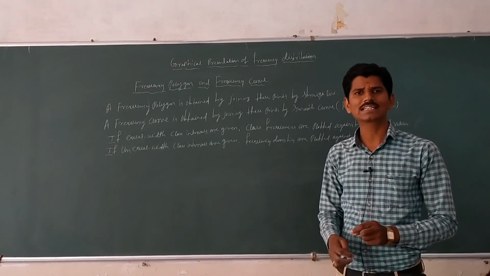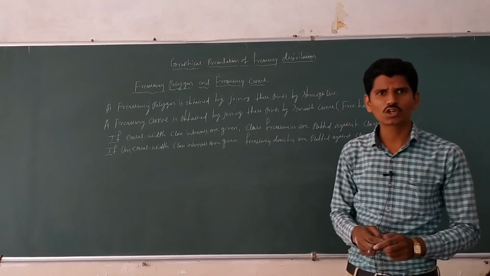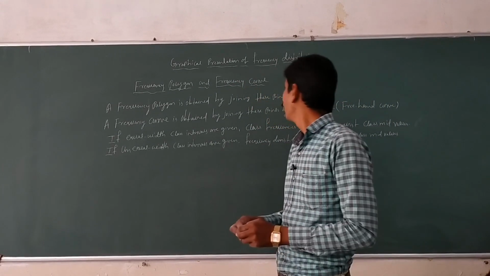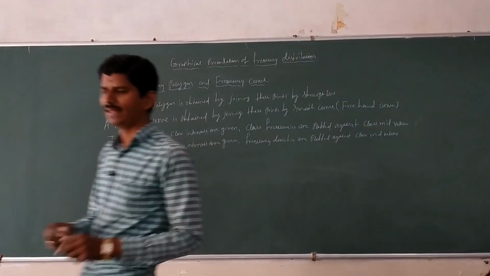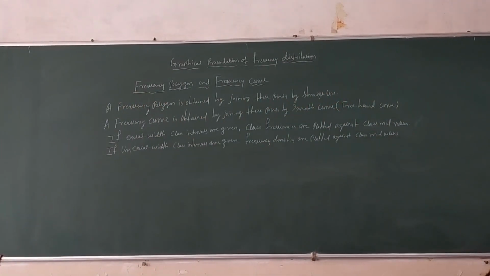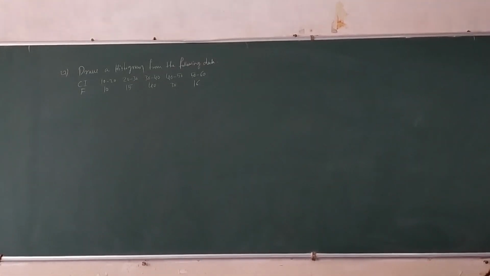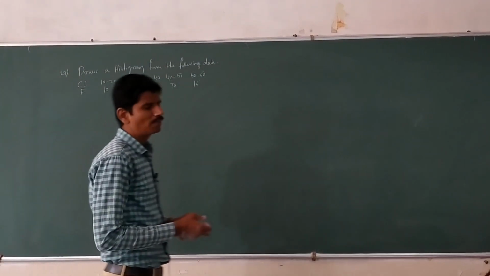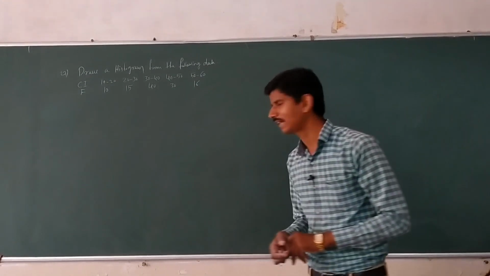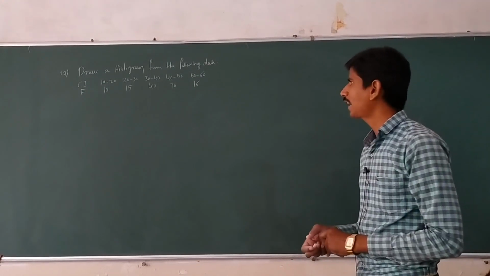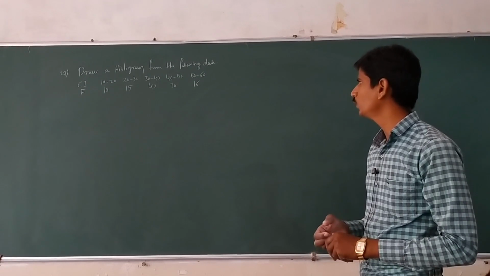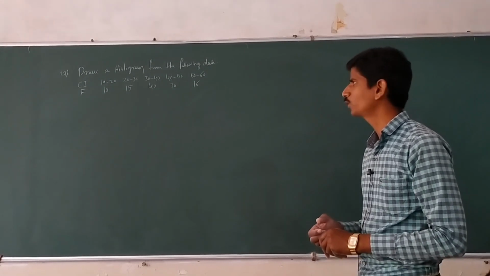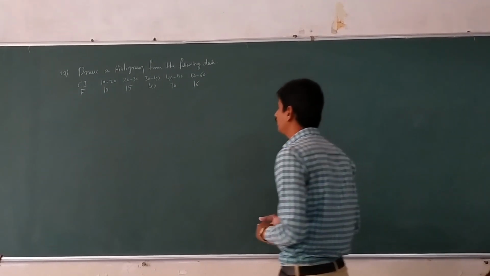Now let us discuss the problems based on histogram, frequency polygon and frequency curve. The first problem is, in problem 27: draw a histogram from the following data. The class intervals are 10 to 20, 20 to 30, 30 to 40, 40 to 50, 50 to 60, with respect to frequencies 10, 15, 40, 30 and 60.